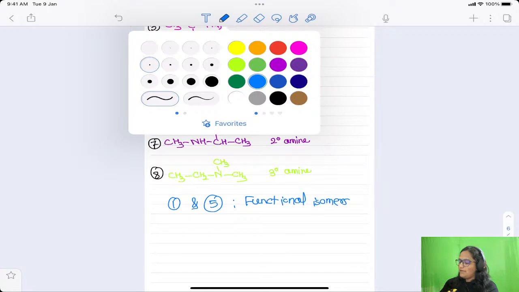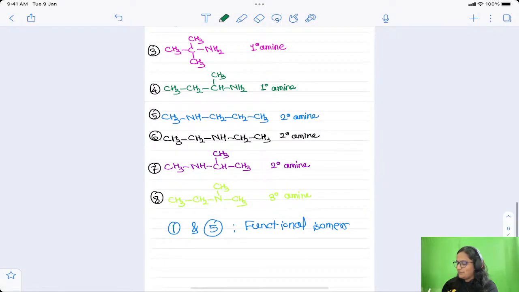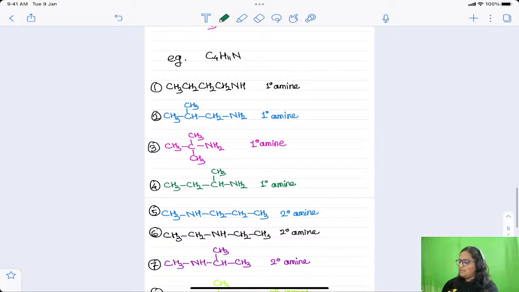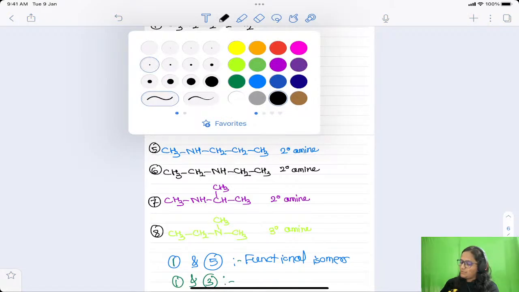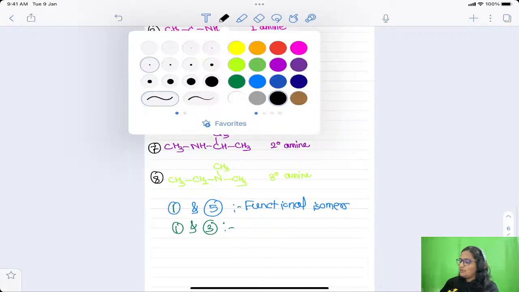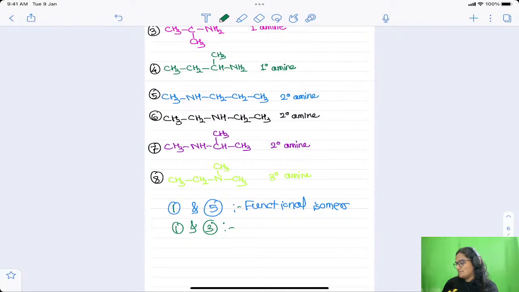Now another example, if they ask to find out the relationship between 1 and 3. Okay, let us see 1 and 3. So 1 is a primary amine, 3 is also a primary amine, but 1 is a straight chain, right? There is no branching present in this, whereas 3 has a branching in it. Therefore these two are called chain isomers of each other, because their chains are different.